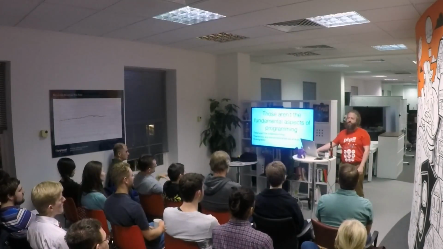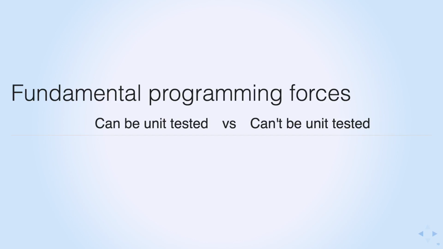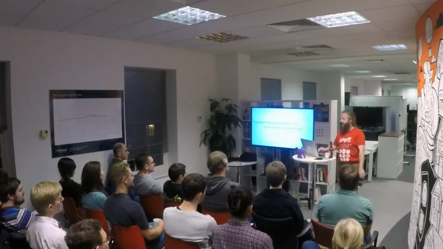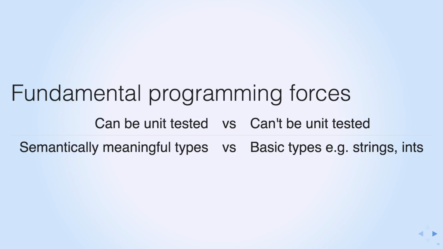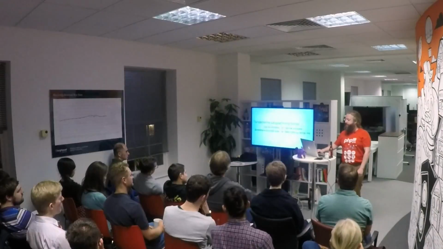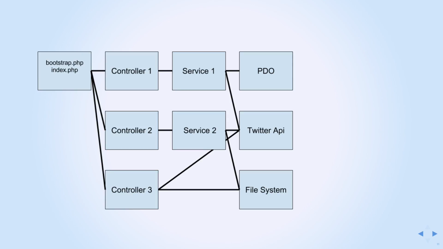And to me, there's actually just about two fundamental forces in programming. They are, can code be unit tested? So there's code that can be unit tested, and there's code that can't be unit tested, which is the main topic of this talk. But the second one, which I will just cover very quickly, is whether you have semantically meaningful types versus basic types like string or an int. So to try and explain what I mean by this.